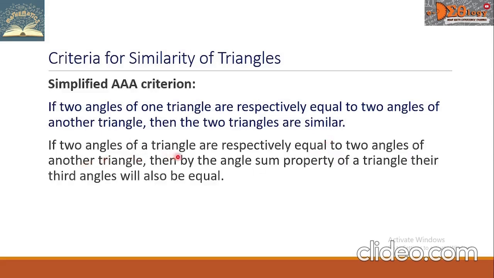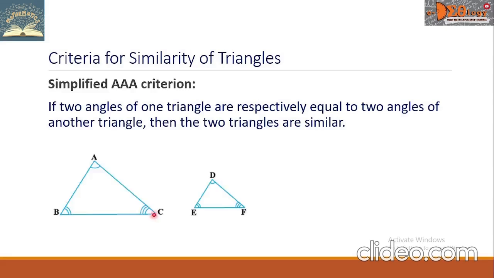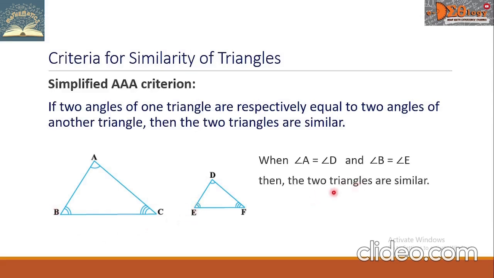If two angles of a triangle are respectively equal to two angles of another triangle, then by the angle sum property of a triangle, their third angles will also be equal. This may be referred to as the AA similarity criterion for two triangles. Look at this example. When angle A equals angle D and angle B equals angle E, then we can conclude the two triangles are similar.